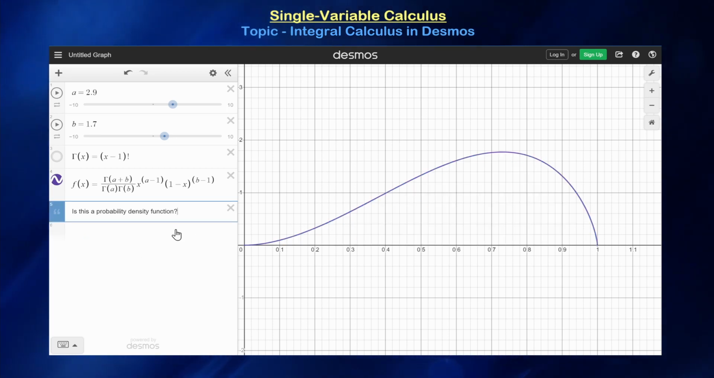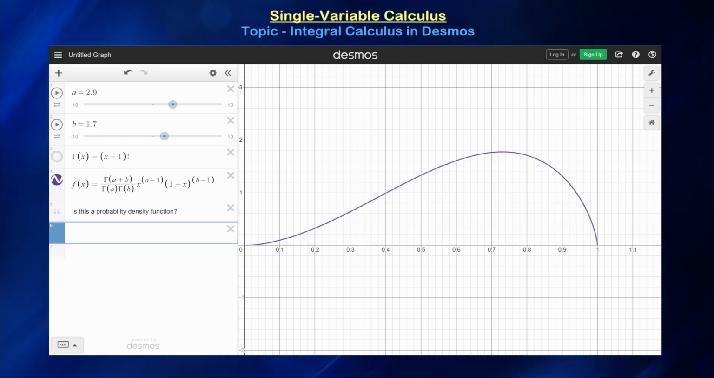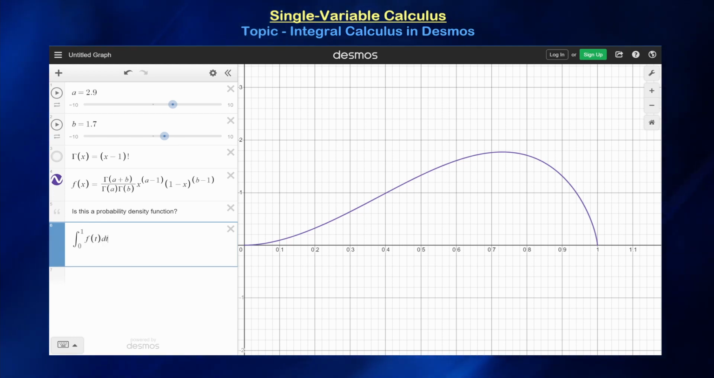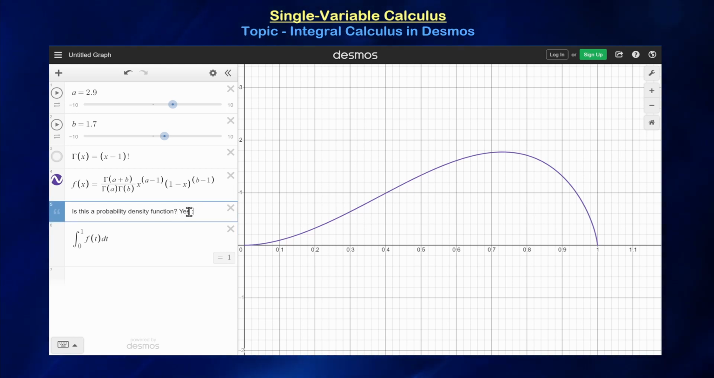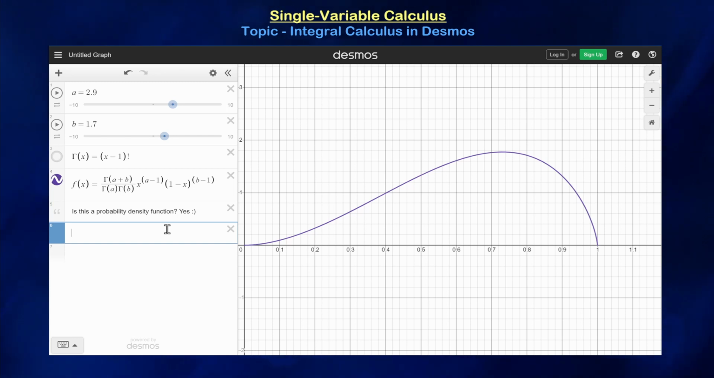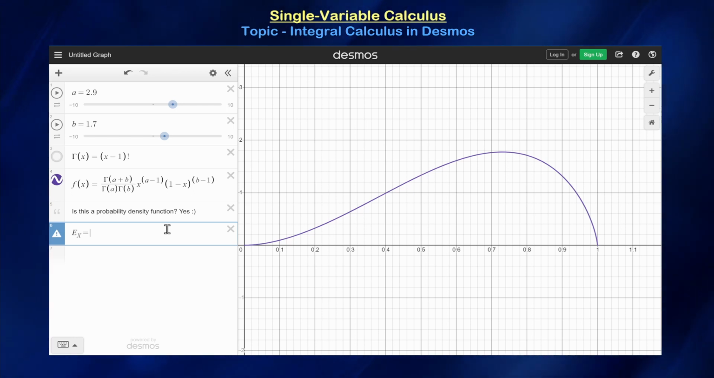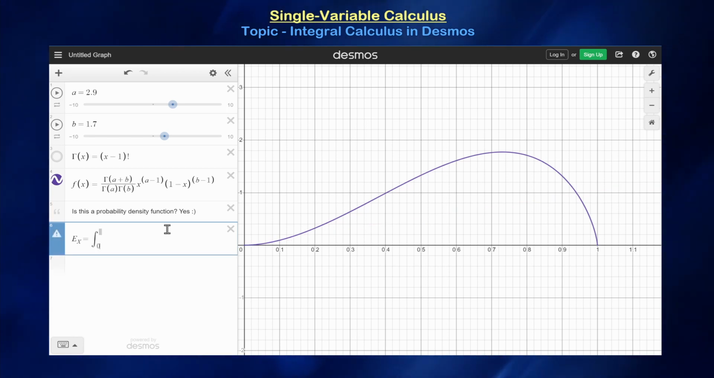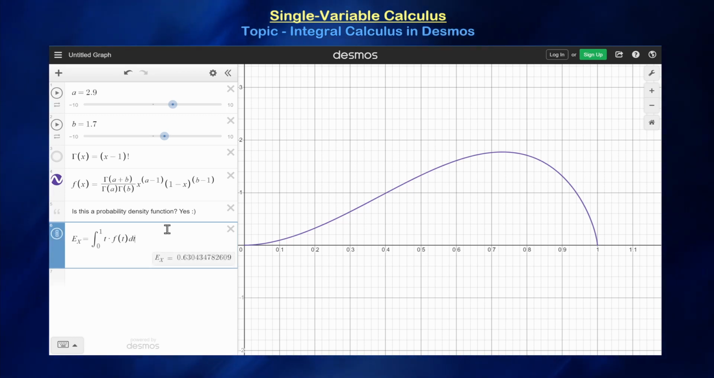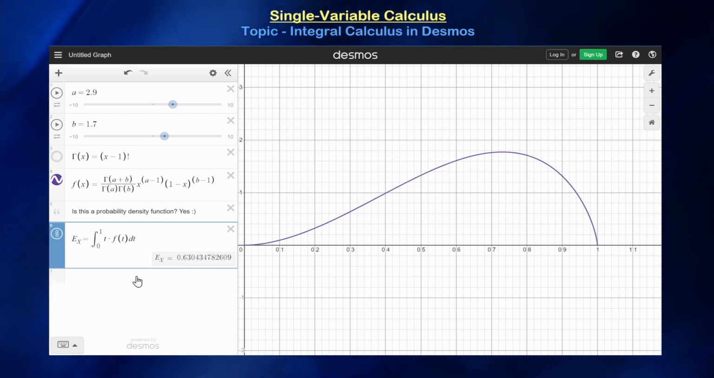So life will be wonderful if that is. So we can easily calculate integrals up to this point, right? So the integral from 0 to 1 of f of t dt, is it equal to 1? Yes, therefore yes, it is a PDF. Since it is a PDF, then you should be able to calculate the expected value or the mean of that distribution. So I'm going to do E sub x, so that's going to be the expected value of x. If you're familiar with probability theory, then you should know how to find the expected value, at least theoretically. But if you don't, you can do the integral across the domain of your density function, variable times probability density function dt. So the mean of this distribution is 0.63.